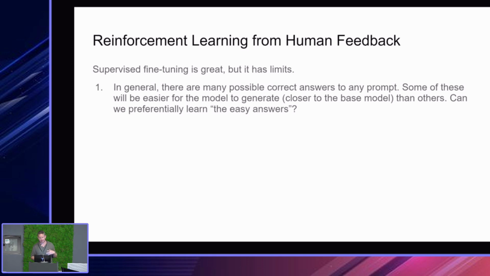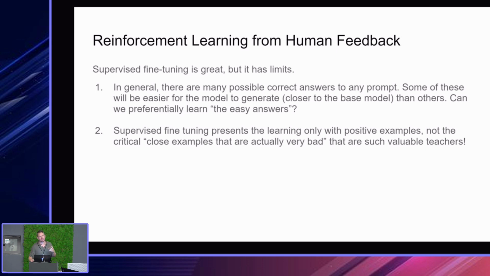But crucially for us, some of these will be easier for the model to generate, in some sense closer to the base model than others. So it would be nice, probably, if we could preferentially learn from those easy answers. It's a bit like when you start working on a new problem, you're probably going to approach it using the tools you had from the last problem you were working on, rather than reinventing everything and starting from scratch. And you might think that we would like to encourage the model to have to learn less new stuff. So that seems desirable. Supervised fine-tuning, we just say, no, for this input, give me this output.